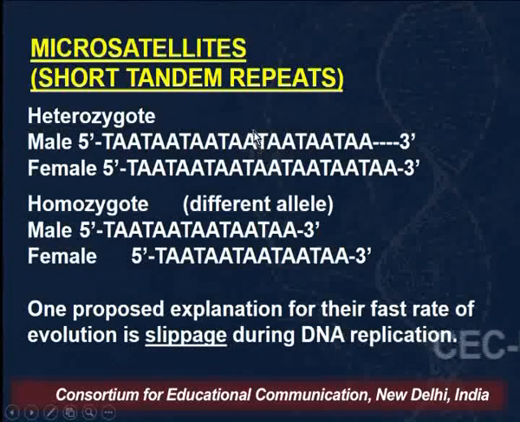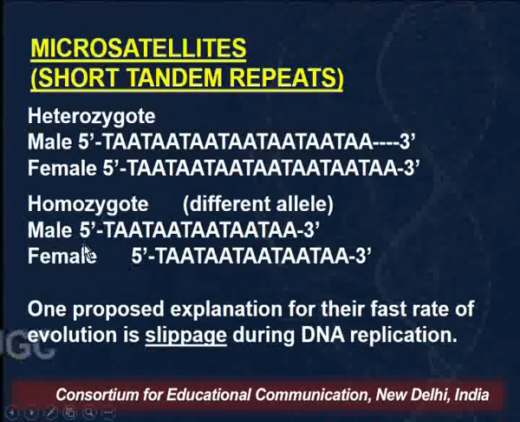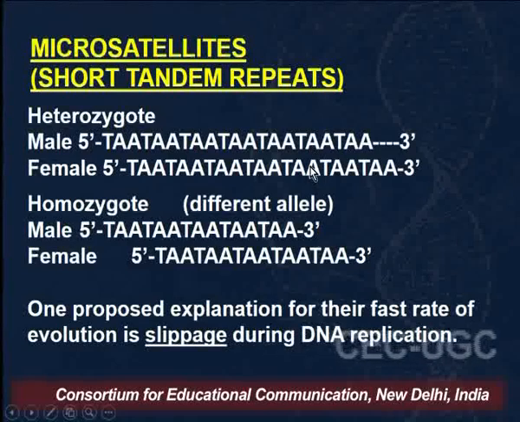So they are different in a heterozygote, but in a homozygote at one location it will be the same, while at the different allele position it would be a different one. So there will be a difference in that allele that can be recognized.